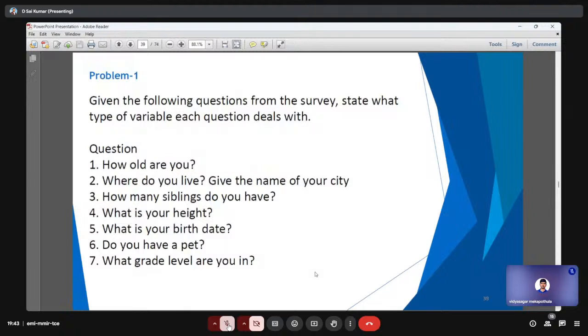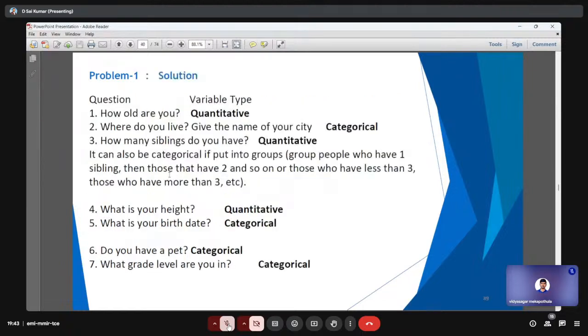And as an example, I'm just using this problem. Given the following questions, I just want to know the type of variable for each question. If someone asks how old are you, it is quantitative, meaning I'll specify a fixed value, which is quantitative.